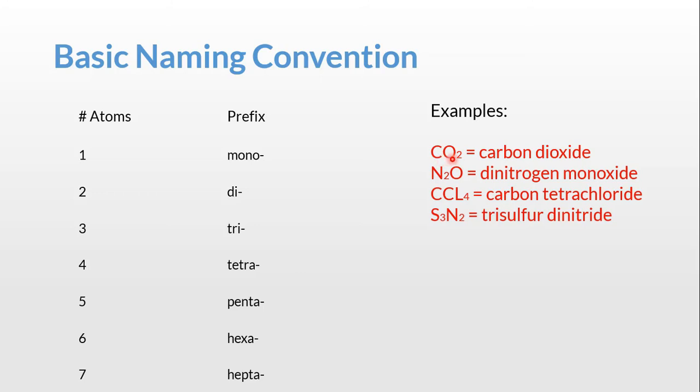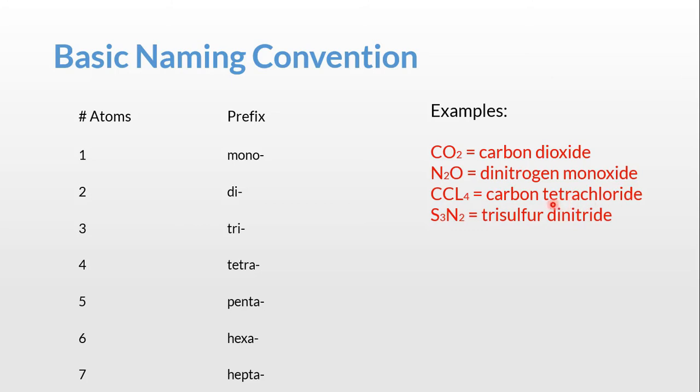Carbon and oxygen are non-metals. So which one comes first? Carbon is on the left side of the periodic table, so it comes before oxygen. So we have carbon, 2 oxygen, dioxide. N2O, dinitrogen monoxide. Nitrogen appears on the left side of the periodic table when we are considering nitrogen and oxygen. So two nitrogens.